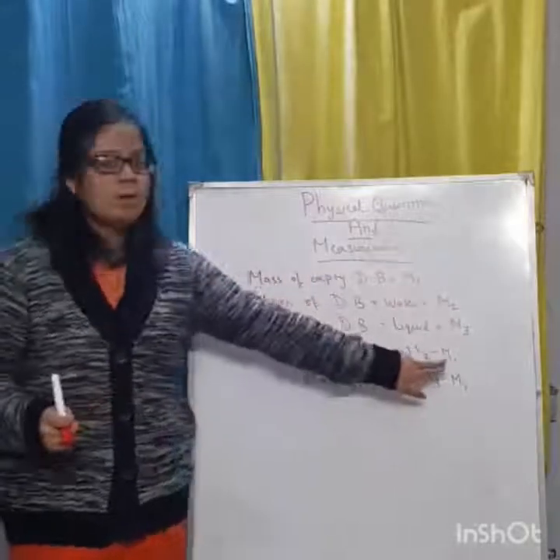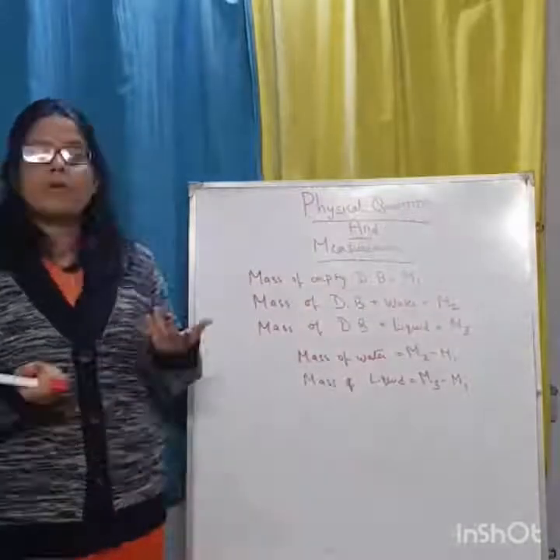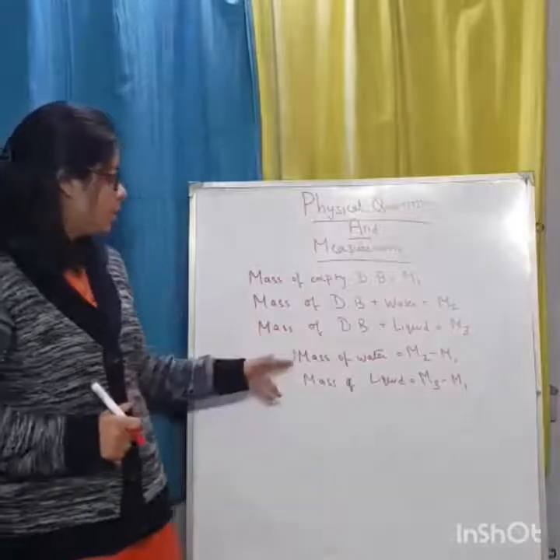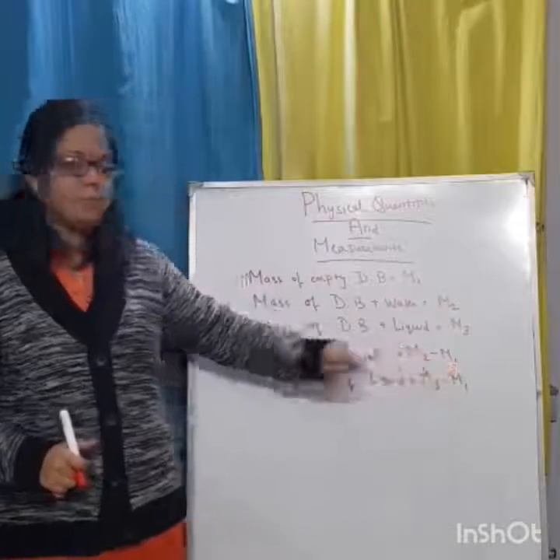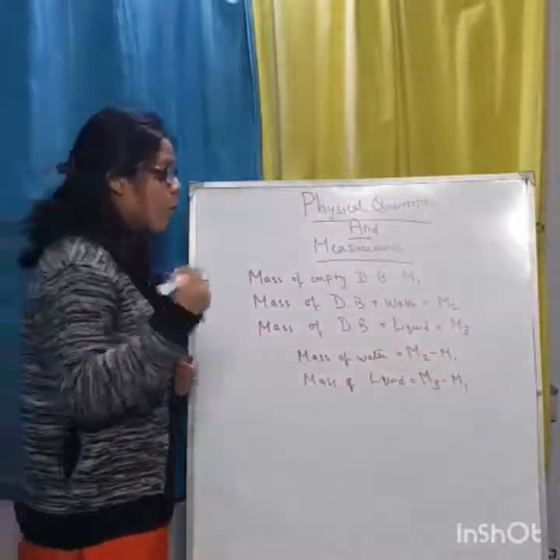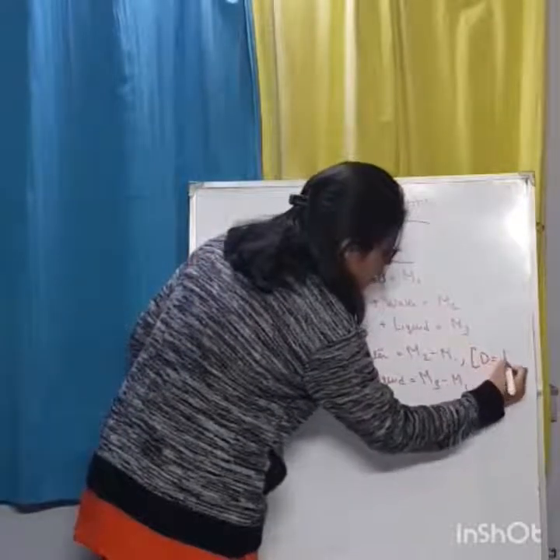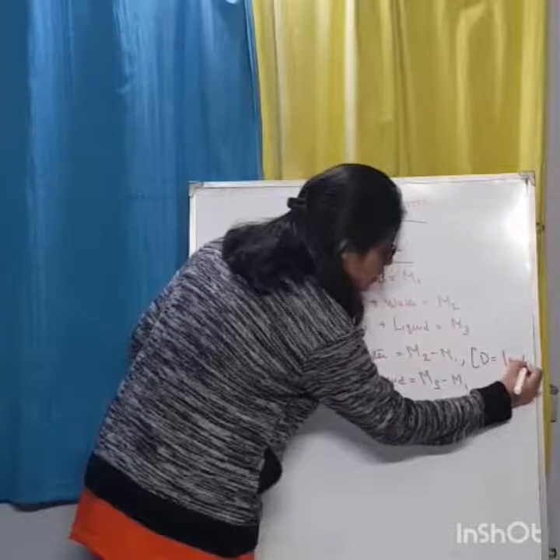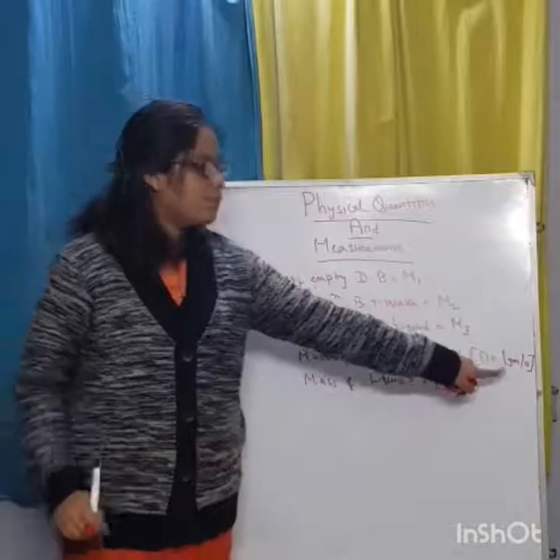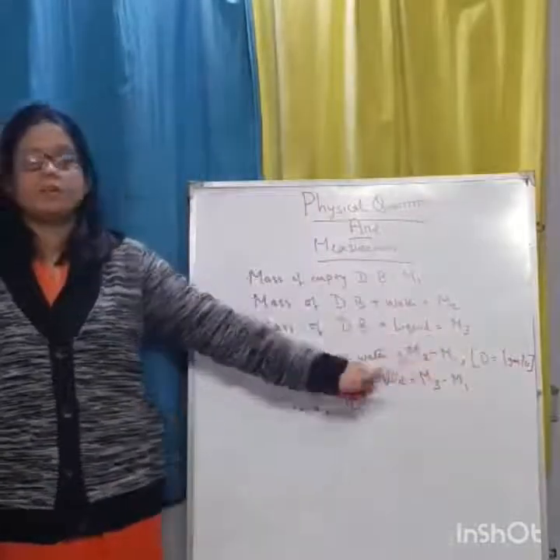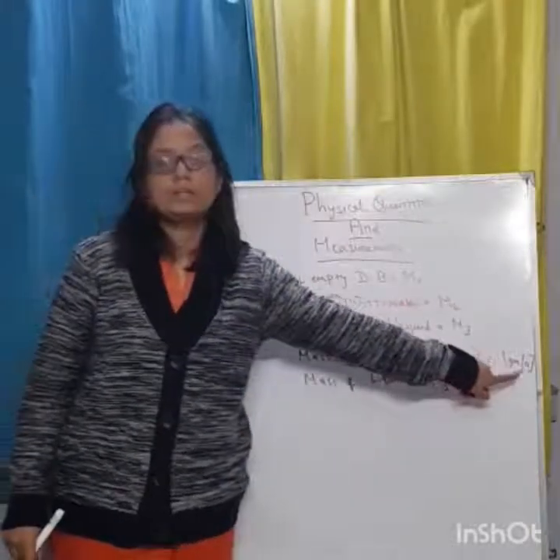So if we know the volume of water in the density bottle, we will know the volume of the liquid in the density bottle. Now how can we know the volume of water in the density bottle? We have the mass of water. The mass of water we have found out, the mass of water is M2 minus M1. Now we also know that density of water is 1 gram per cc. Cc is centimeter cube. So this is a known information, that the density of water is 1 gram per cc. So we have the mass of water, we have density of water.